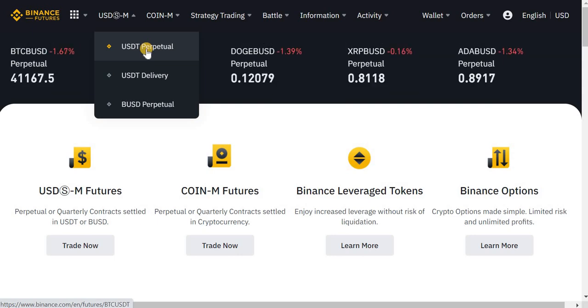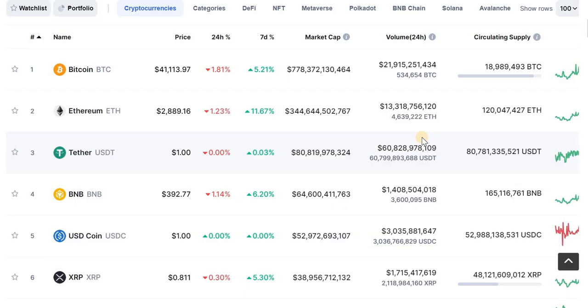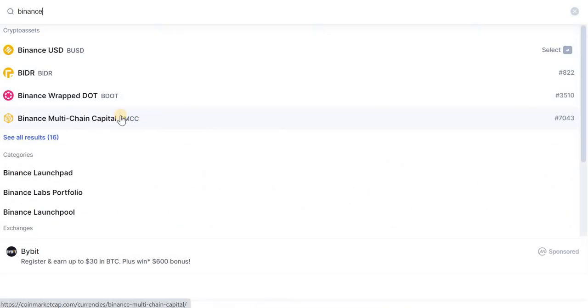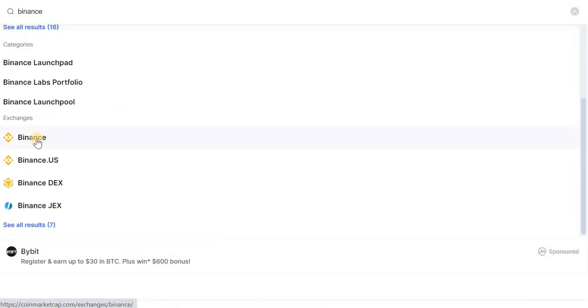And to do this, I would have to go over to CoinMarketCap. Right here, I would have to search for the exchange I am going to be using, that is Binance. In this section, we are looking for the Binance exchange. Click on this right here.